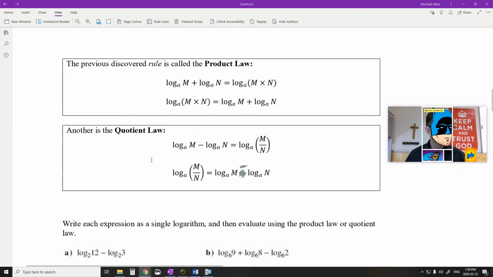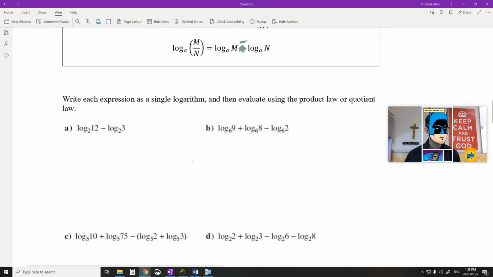All right. So let's use these log laws to evaluate some things here. So this first one here says, write these expressions as a single log. Okay. So as long as the bases are the same, so base 2, if there's a minus sign or a plus sign, I can apply those two laws up there. So I'm going to have here log base 2 of 12 divided by 3. And that's log base 2 of 4. Okay?